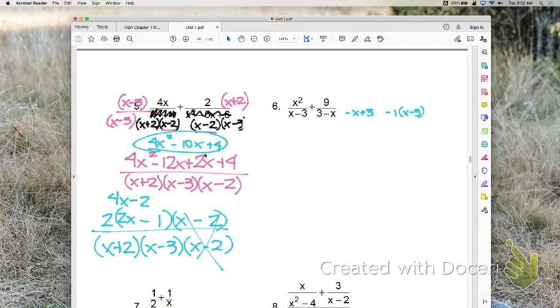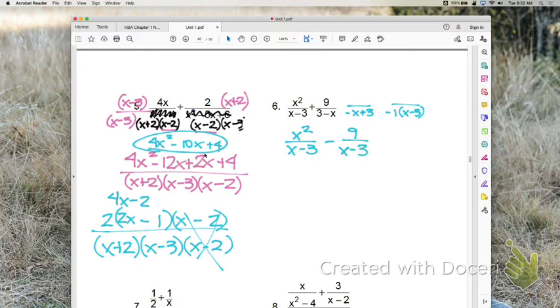Now here's another little special trick. That's all on the bottom, right? I don't really want that -1 on the bottom. I don't like it there. Does it matter whether the -1's on the bottom or the top? No. So what I'm going to do is I'm going to write this like this.